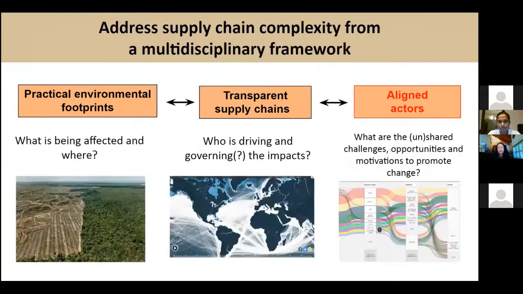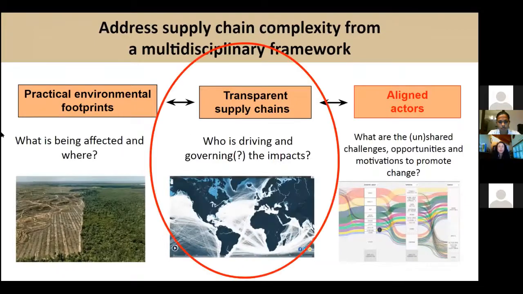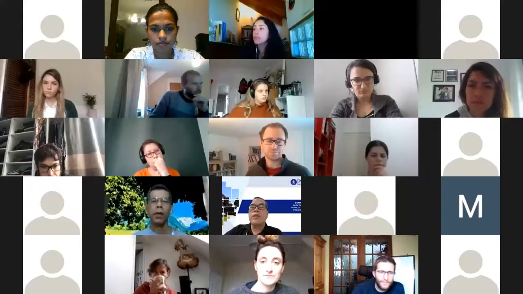So how can we connect these different patterns of impact to trade models, to consumption models? And now is what John is going to tell you about. And I'm going to stop sharing my screen so he can share his screen.